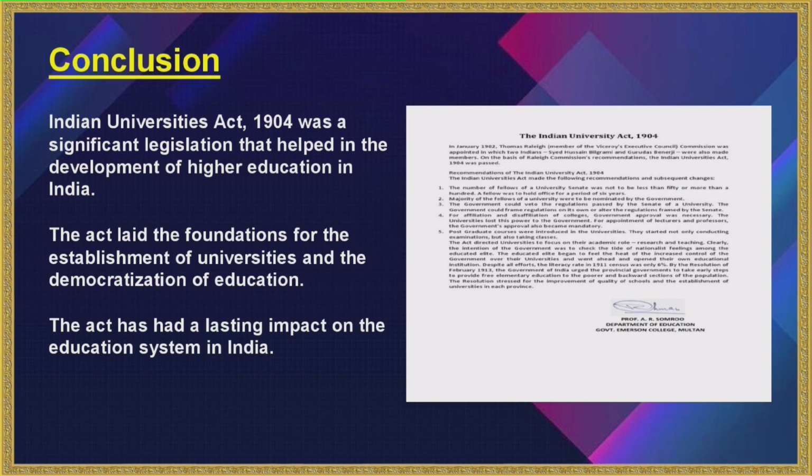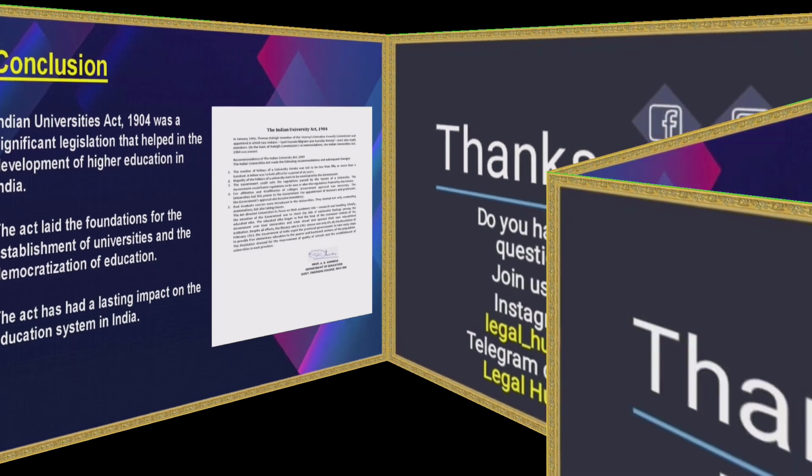Conclusion. Indian Universities Act, 1904 was a significant legislation that helped in the development of higher education in India. The Act laid the foundations for the establishment of universities and the democratization of education. The Act has had a lasting impact on the education system in India.